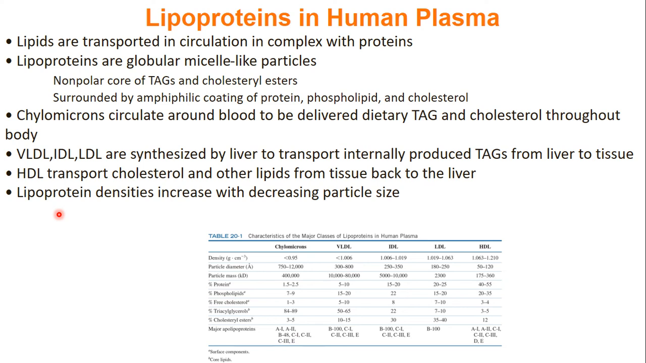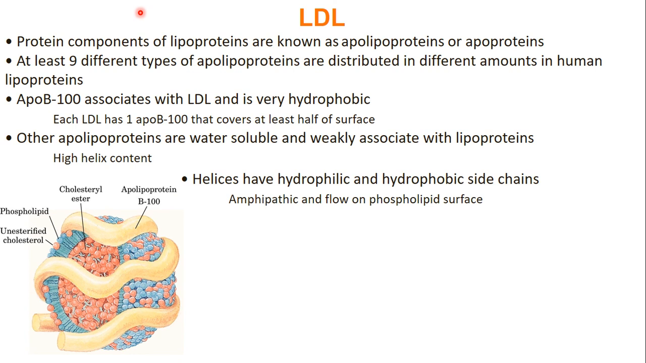And these different densities, basically, as our lipoproteins become smaller, the density increases. So HDL is the smallest because it has the highest density, and VLDL is the biggest because it has the lowest density. So let's look at LDL here.